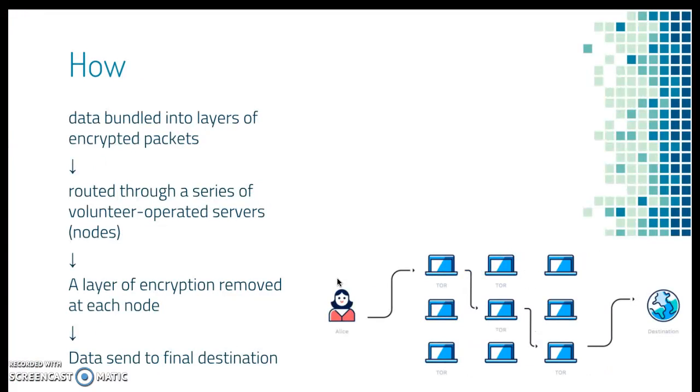Tor first bundles your data into layers of encrypted packets before it enters the Tor network. It is then routed through a series of volunteer-operated servers called nodes or relays. Each time you pass through one of these relays, a layer of encryption is removed, and when you reach the final relay on your path, known as the exit node, the last layer of encryption is removed.